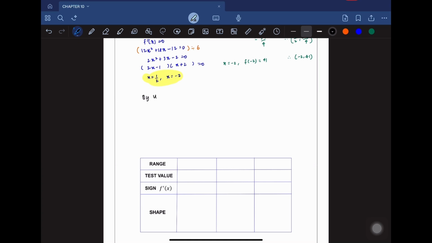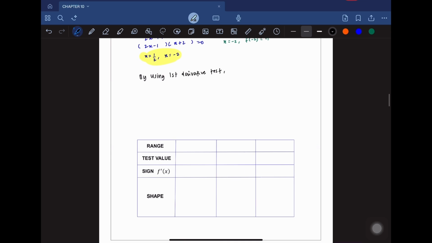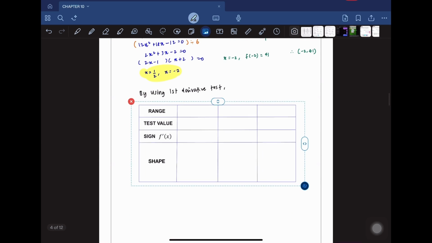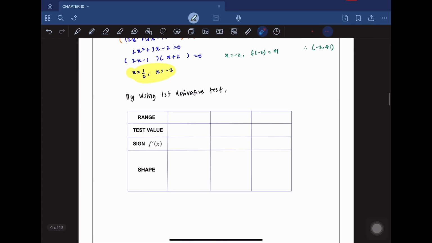So by using first derivative test, we are going to use table. Table ni saya lupa nak lukiskan untuk korang, so sorry, korang lukis sendiri. Macam mana nak tulis ni? First dia punya range. Range kita akan tengok value critical number yang kita ada tadi. So we'll start with negative infinity, and the next one is negative 2, 1 over 2 and infinity. It's just the same like table of sign.